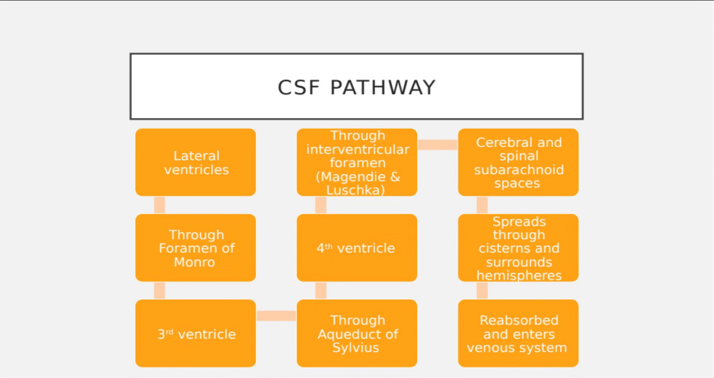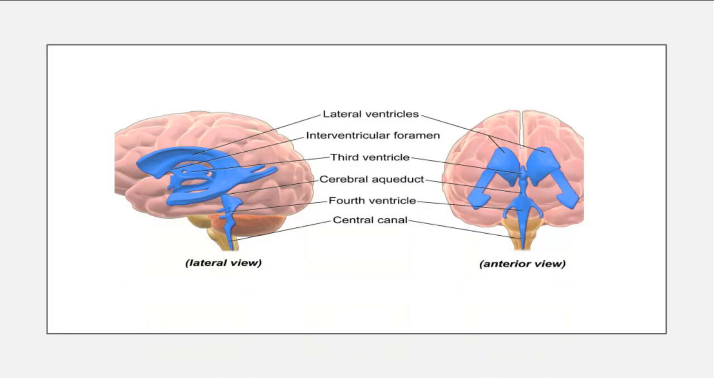I'm going to go to all the cisterns, which are all the cracks and crevices of the cerebral tissue. And I'm going to surround the hemispheres. I'm going to make sure that I reach out everywhere so that I can protect all of this brain tissue and all of this spinal tissue. Once I've done that, then I don't really serve a purpose anymore. So I'm going to get reabsorbed by the venous system of that brain tissue. So kind of straightforward pathway.